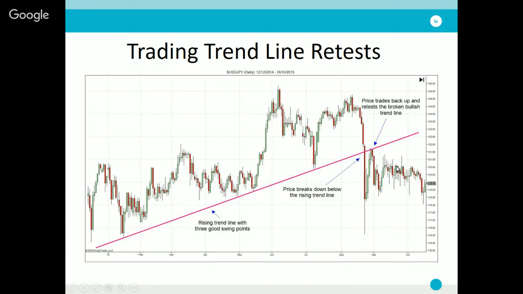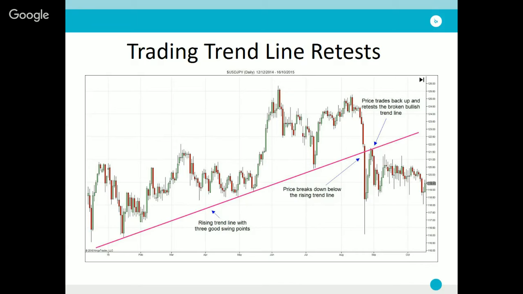But looking to identify these areas where price breaks down through these trend lines and then retest them can be a fantastic way to get in early on major market moves, big reversal points. So this is a really fantastic way that you can look to use trend lines, looking to identify the breaks and retests of these solid trend lines.